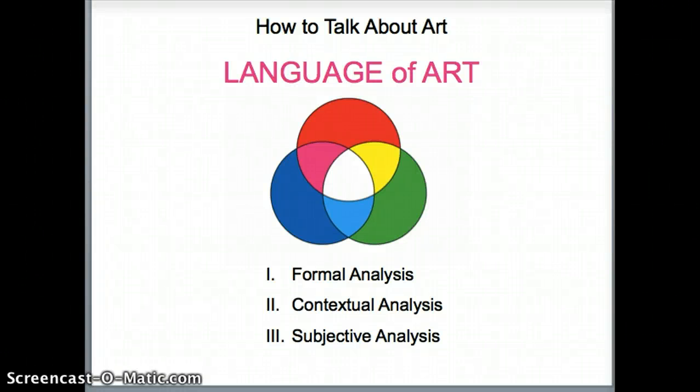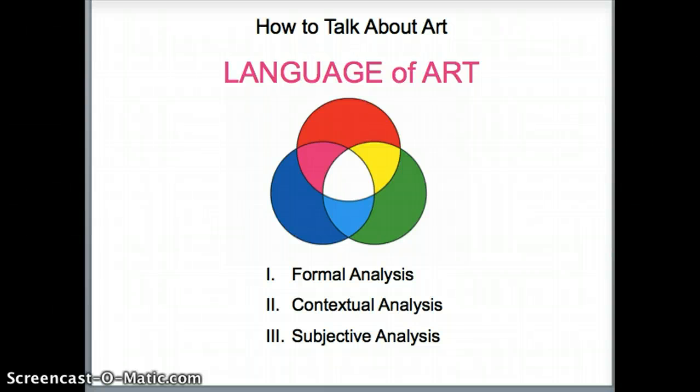Hello and welcome to our first learning unit, the language of art. We're going to be discussing three different types of analysis, and our first section is all about formal analysis, so how the art object actually looks, excluding any sort of meaning or subject matter.